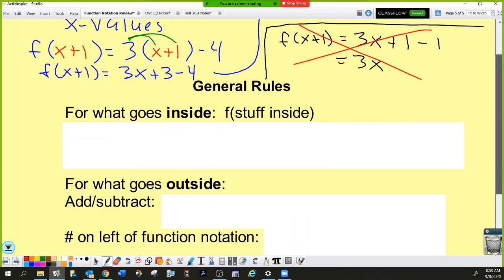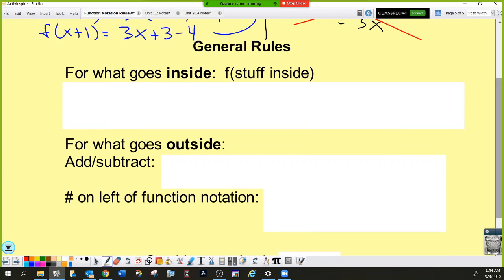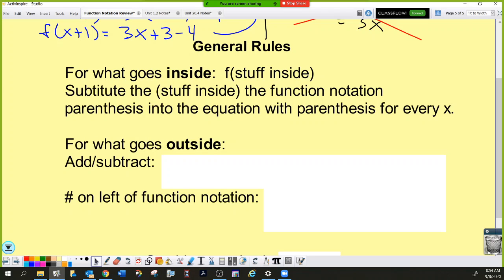So just remember, wherever there's an x, you open parentheses and you fill those parentheses. If there's stuff inside, you substitute that stuff inside. See how I put it in parentheses? Function notation. Put parentheses into the equation with every single x, and then you do the math. Inside change affects x values.